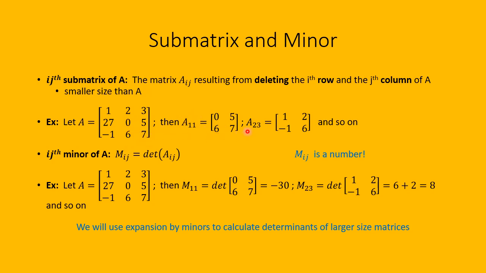How about A sub 2, 3? In that case, we will delete the second row and the third column. And what we're left with is 1, 2, minus 1, 6. So A sub 2, 3 is 1, 2, minus 1, 6. If you think about it for a minute, we have 9 choices of i and j for a 3 by 3 matrix. So there are 9 different submatrices that we could talk about.